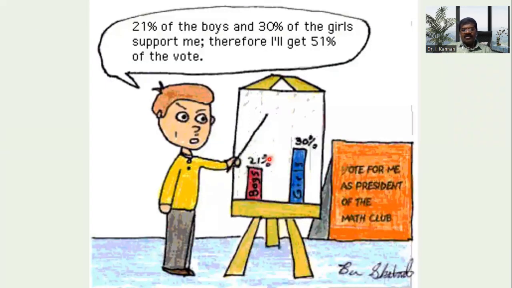Finally, to conclude, I am leaving this to the audience. This boy has done a statistical analysis. Just tell me whether it is correct or wrong. Audience, participants, you can unmute. Correct or wrong?